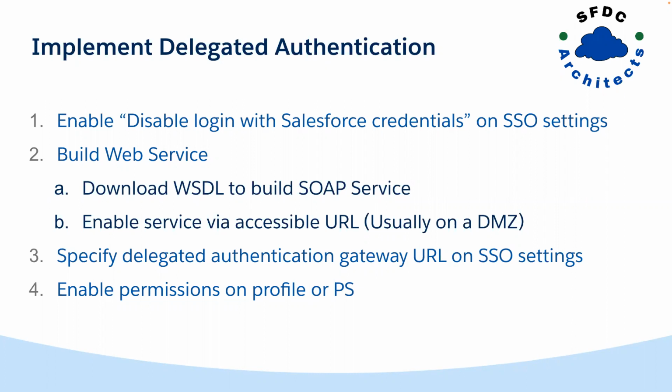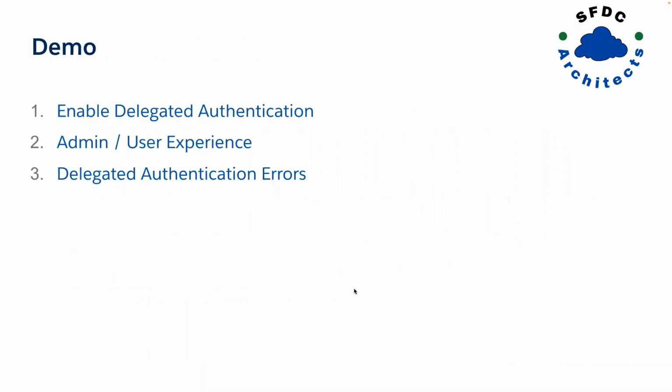The last thing you're going to do is enable the permission on the profile or permission set. The permission is called Is Single Sign-On. Once that has been enabled on a user, now they can only sign in with delegated authentication and they cannot use any other method. Those are the steps. And let me see. Now let's do a demo. Let me go to my service provider org again.